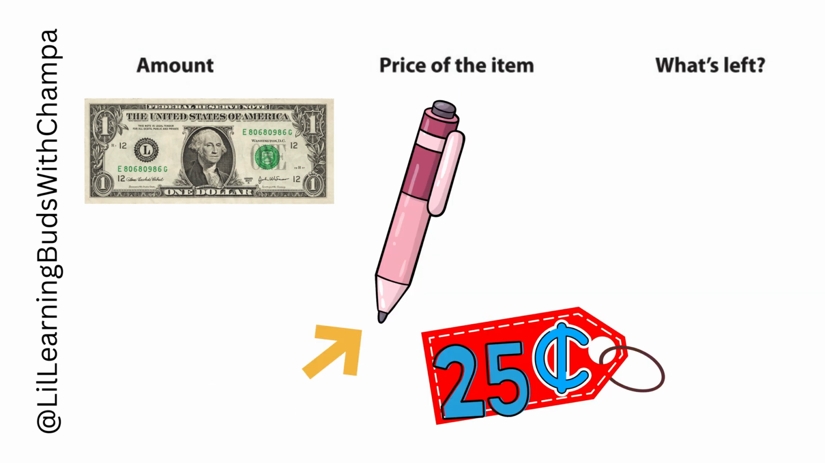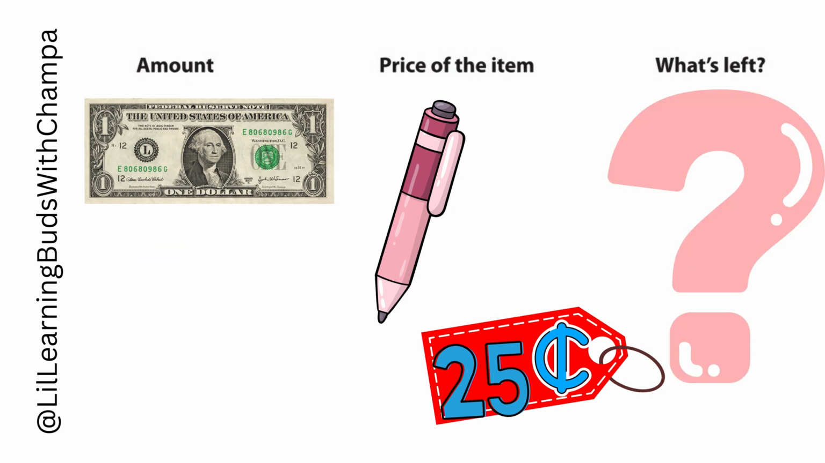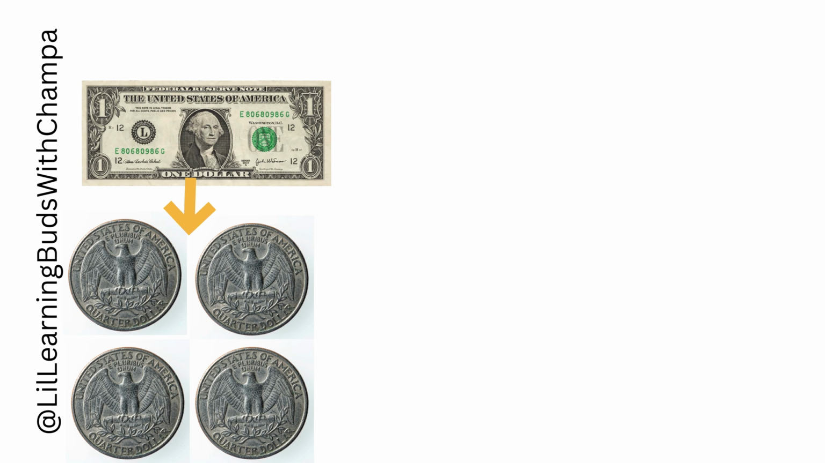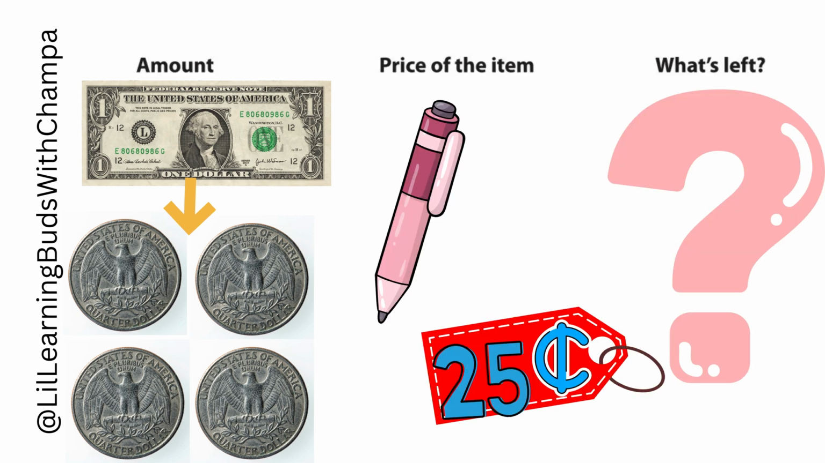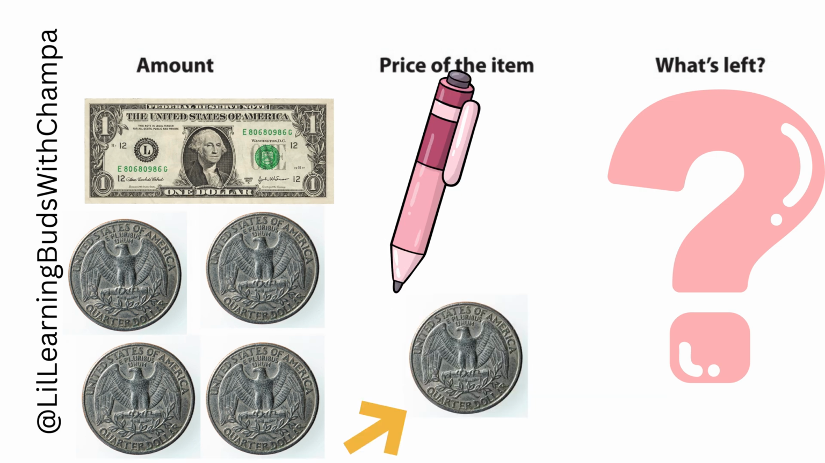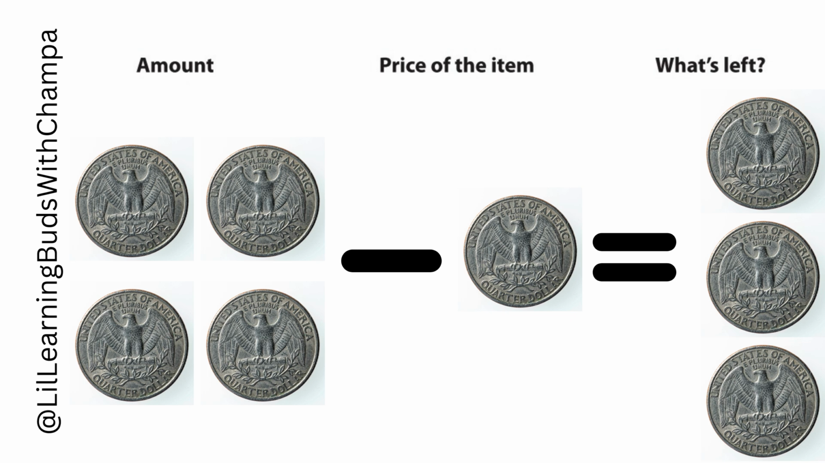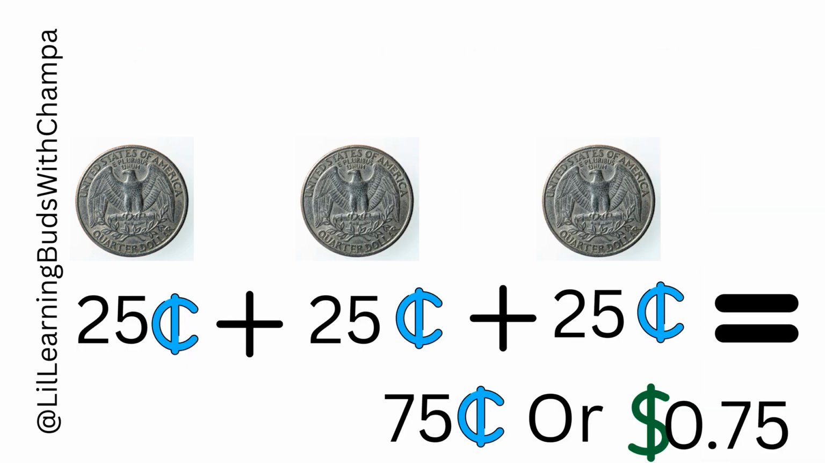Let's say you want to buy a pen for 25 cents. You have $1 in your wallet. So how much money will be left after purchasing? Remember, $1 is 4 quarters, which is 25 cents each. So write 4 quarters. And now the pen is 25 cents, which is 1 quarter. So take away 1 quarter. So how much is 4 quarters? Take away 1 quarter gives you 3 quarters, which is 25 plus 25 plus 25, which is 75 cents. 75 cents is left with you in your wallet.